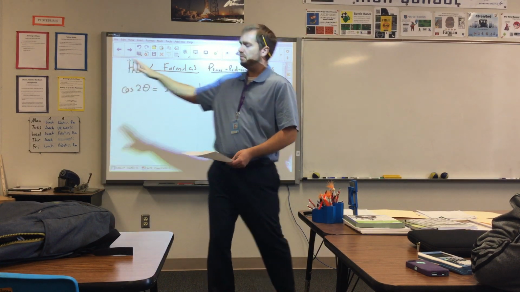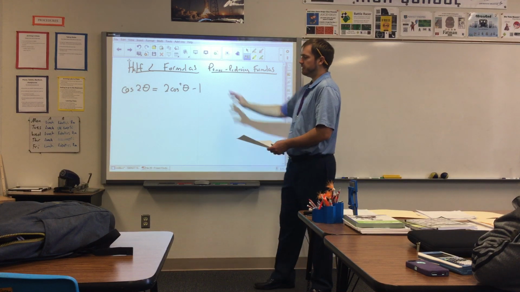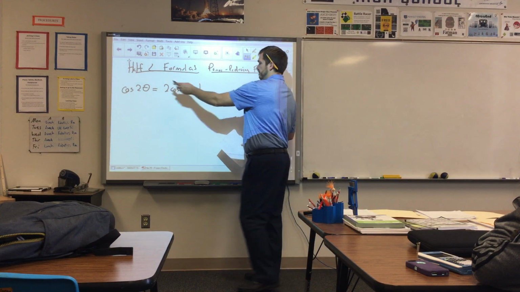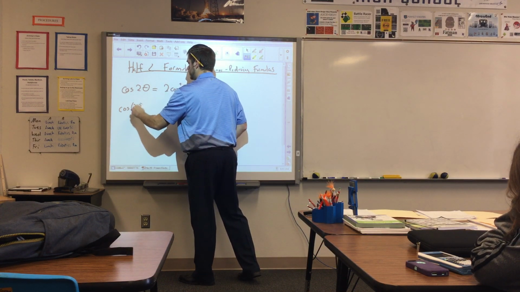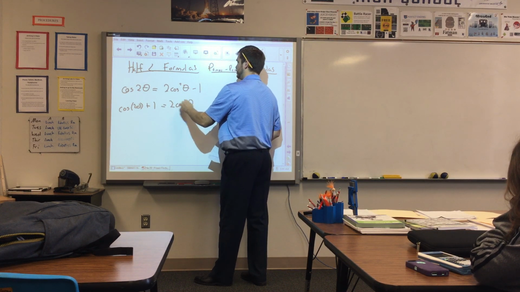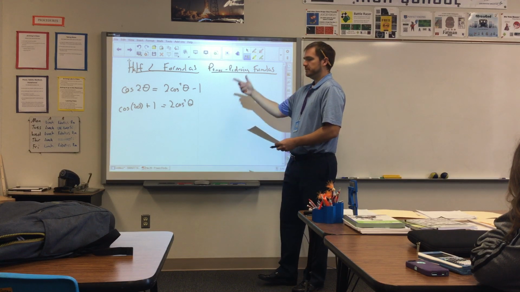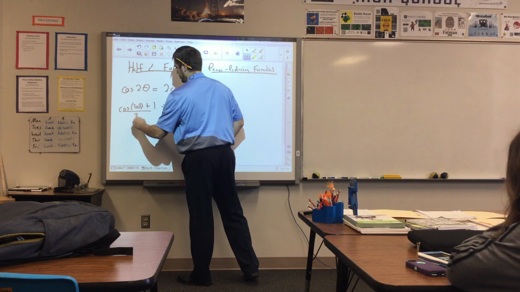So, starting with this one, some math nerds said, hey, we got an idea. Let's go ahead and rearrange this and see what we can find. All right? So here's what they did. Add 1 to both sides. So we've got cosine 2 theta plus 1 equals 2 cosine squared theta. And they said, let's divide both sides by 2. Divide by 2. Divide by 2.